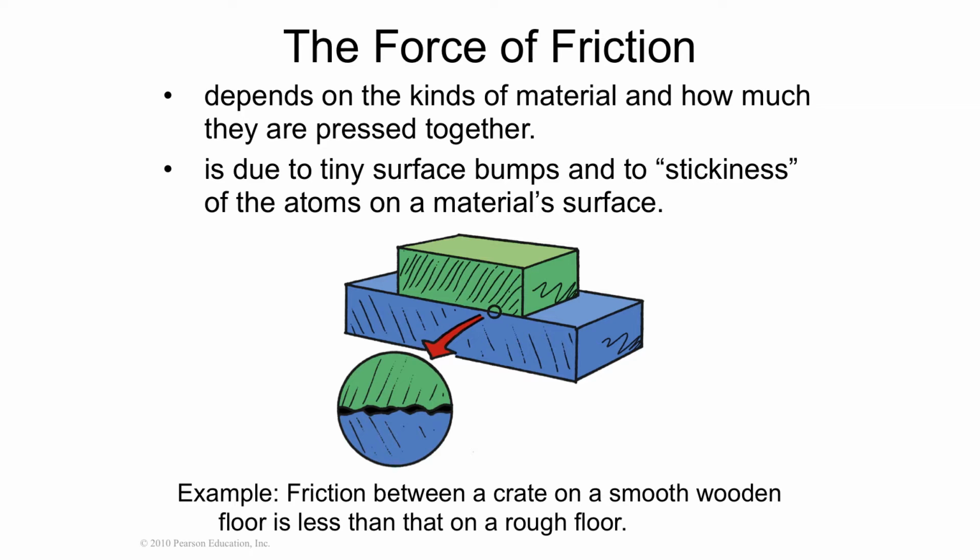Your socks on the floor are slicker than your tennis shoes on the floor. And so friction depends on the objects that are grinding against each other and the surface area of those objects. The friction on a crate on a wooden floor is less than on a rough floor. The rougher it is, the more the ridges are going to catch each other and resist motion.